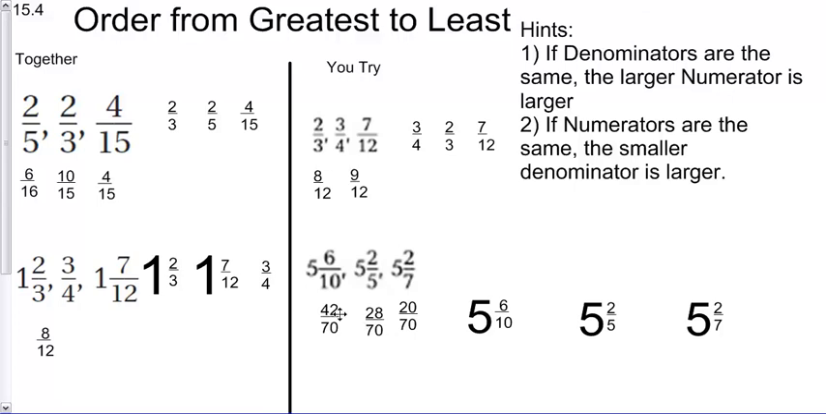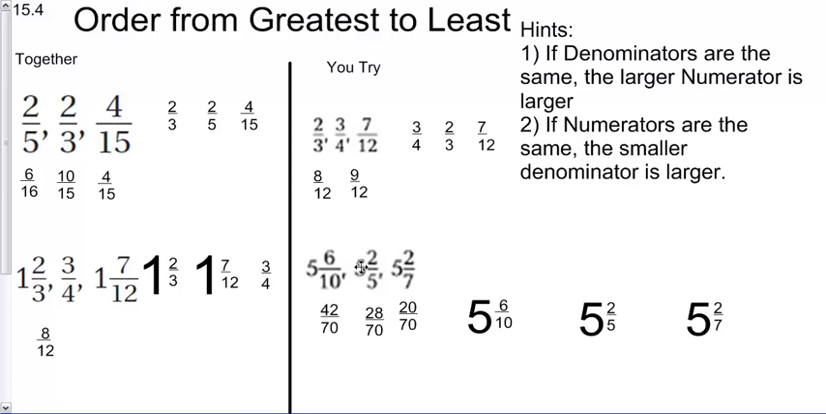Here, I had to count a while to get my LCD, which was 70. Then 10 times 7 is 70. 6 times 7 is 42. 5 times 14 is 70. 2 times 14 is 28. 7 times 10 is 70. 2 times 10 is 20. So here are my fractions that I need to compare, because the whole numbers are all the same. So 5 6/10 is the largest, followed by 5 2/5, and then rounded out by 5 2/7.